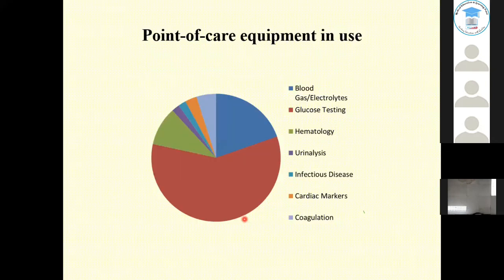If we look at a pie chart, we'll see the majority of POCs are constituted by glucose testing equipment, that is glucometers, accounting for more than 50%, around 60 to 65%. The remaining around 20% would be ABGs, and the rest consists of hematology POCs, urine analysis, infectious disease, cardiac markers, and coagulation markers.